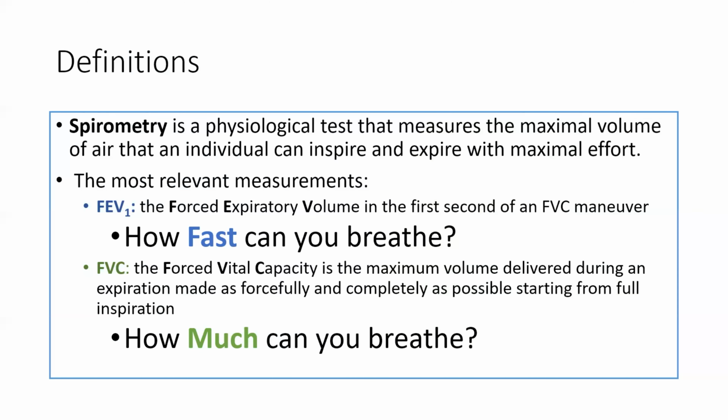So spirometry is a physiological test that measures the maximal volume of air that an individual can inspire and expire with maximal effort. The most relevant measurements: how fast can you breathe, measured by the FEV1, the forced expiratory volume in the first second of an FVC maneuver. How much can you breathe is the forced vital capacity, FVC. And that's the maximum volume delivered during an expiration made as forcefully and completely as possible, starting from full inspiration.